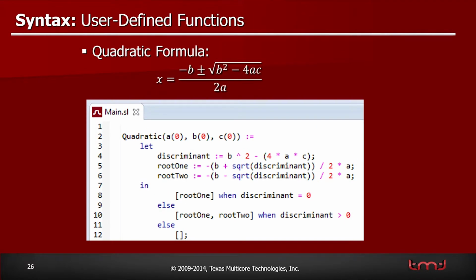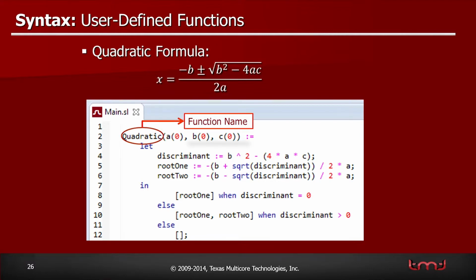Next, we will look at how to define functions in SequenceL. To do this, we will be looking at an example function which implements the quadratic formula. If you've forgotten the quadratic formula since school, we have it here for reference. Recall this formula calculates the two real roots of a quadratic equation, and that the expression under the square root is referred to as the discriminant.